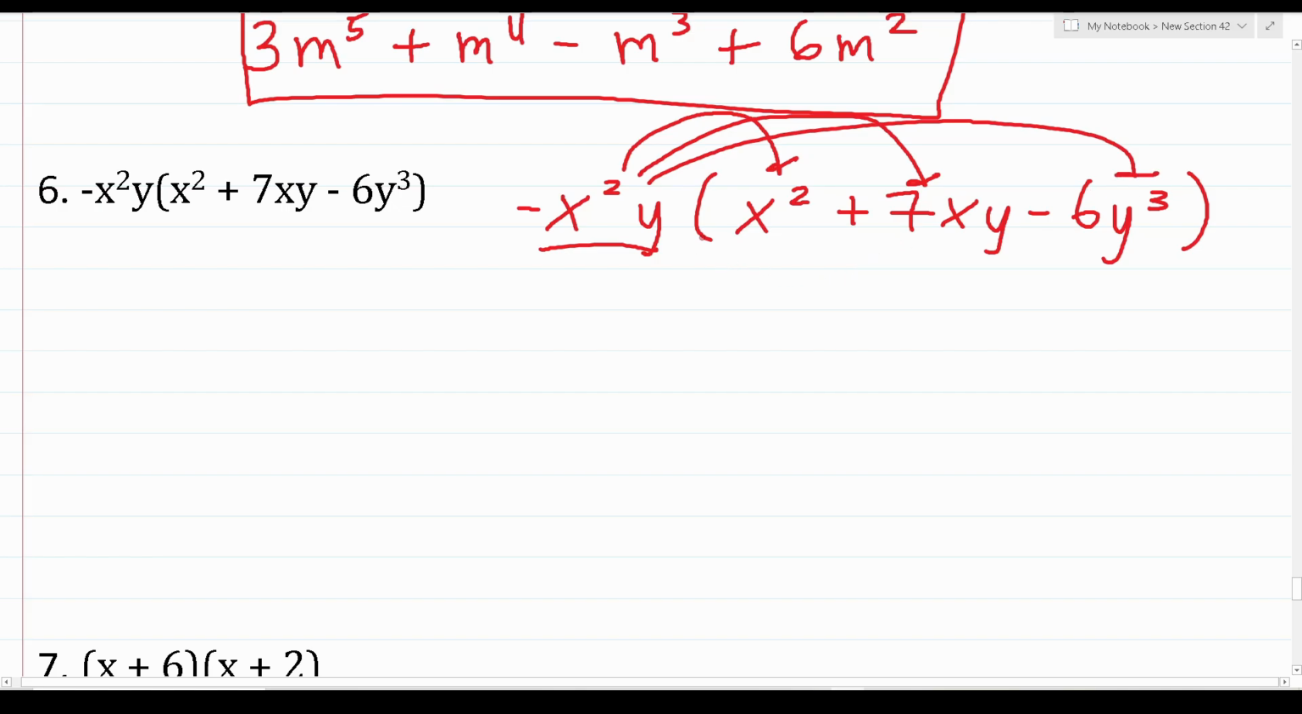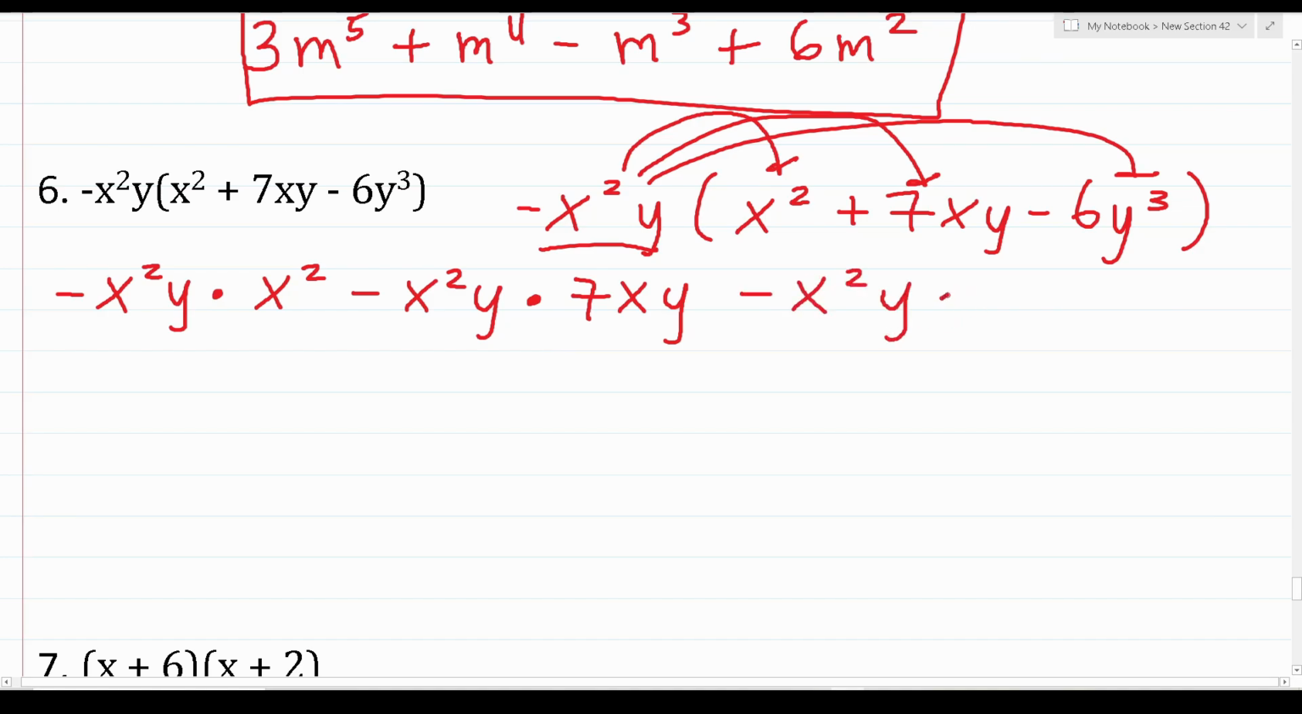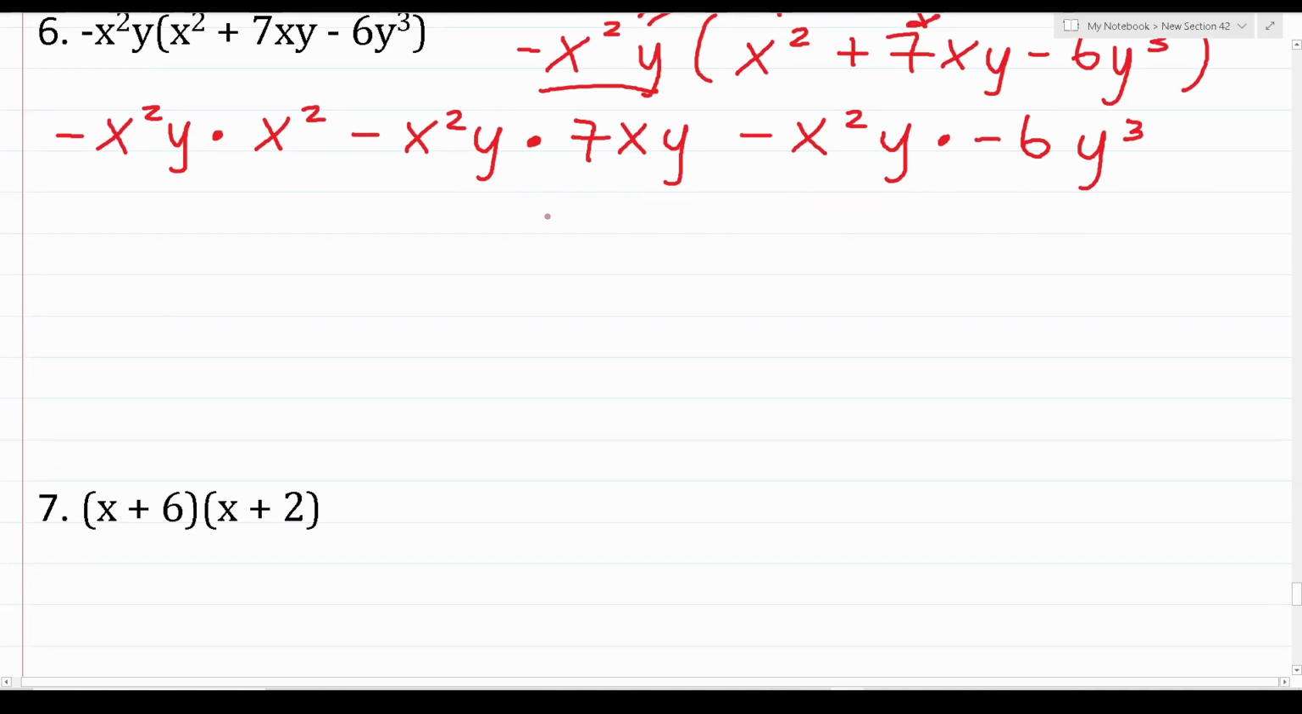Again, I'm not going to express those implied ones. But that said, as you can see, the first thing we're doing is we're taking negative x squared y, and we're multiplying it by x squared. After that, we're taking negative x squared y, and we're multiplying it by 7xy. And then finally, we're taking negative x squared y, and we're multiplying it by negative 6y to the 3rd. Let's go ahead and clean this up by taking care of our exponents as well as our coefficients.